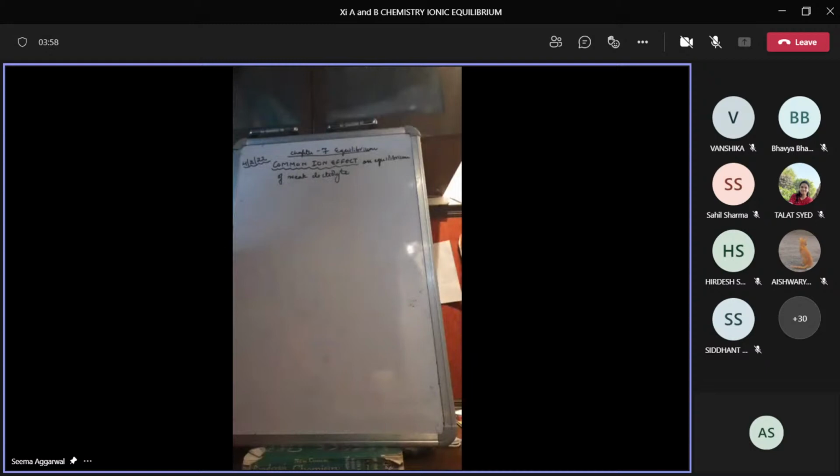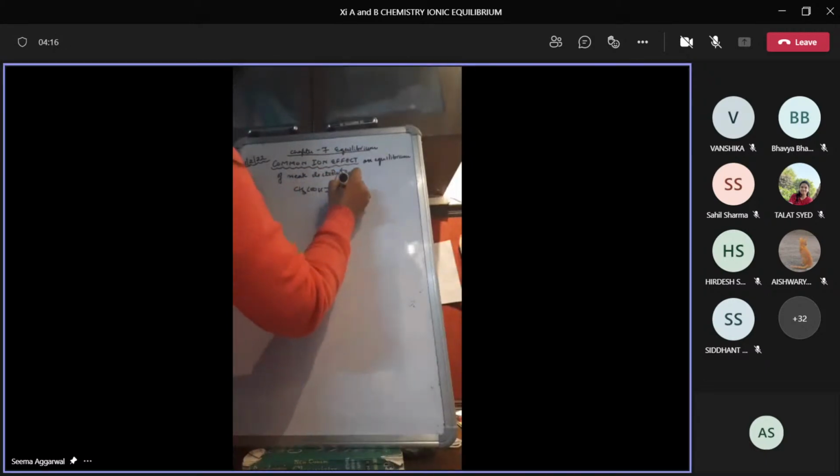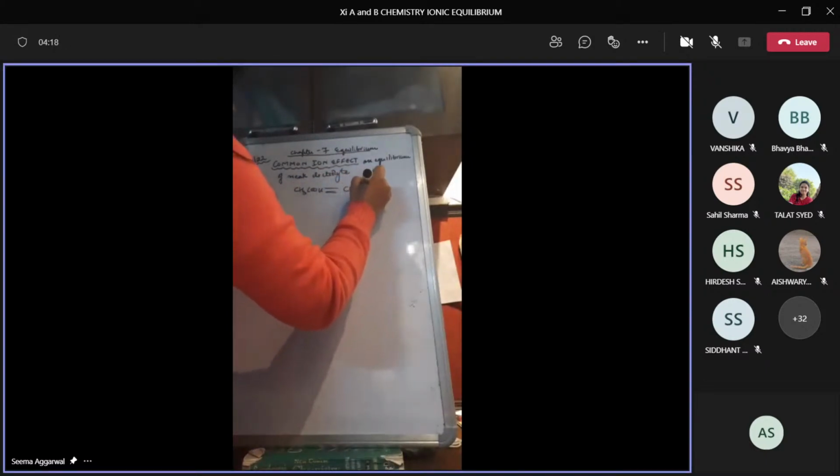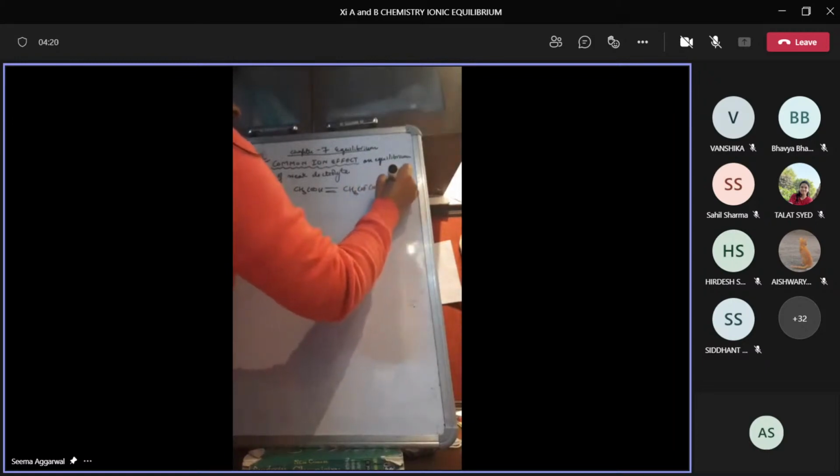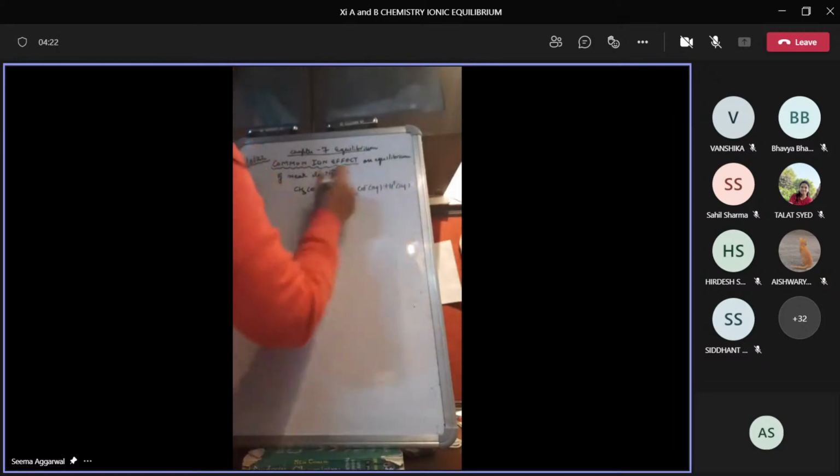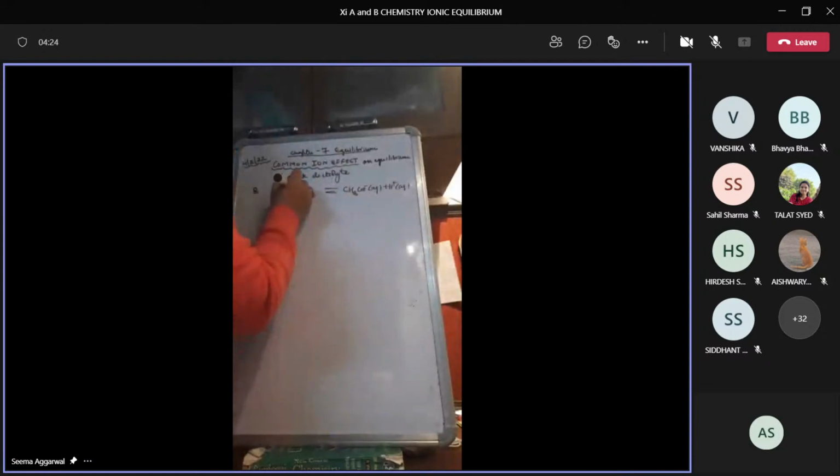The common ion effect on the equilibrium of weak electrolytes. I am explaining this with the help of a simple example, then I will take a question based on the same. Let me first explain it this way. If I take acetic acid, we know that at equilibrium it converts into acetate ions and H plus ions. It is a weak electrolyte, so it is not completely dissociated in the aqueous solution.